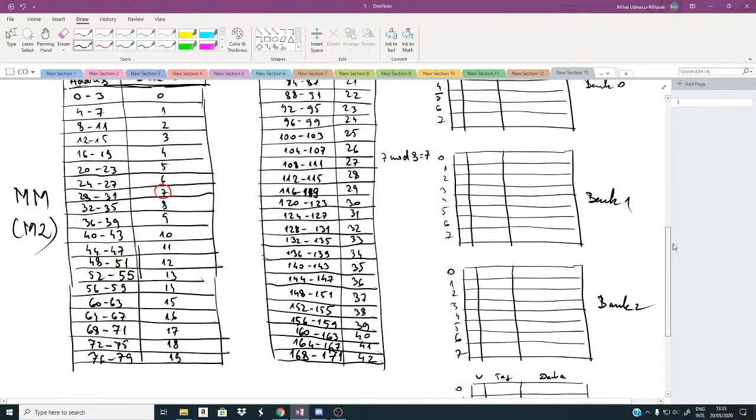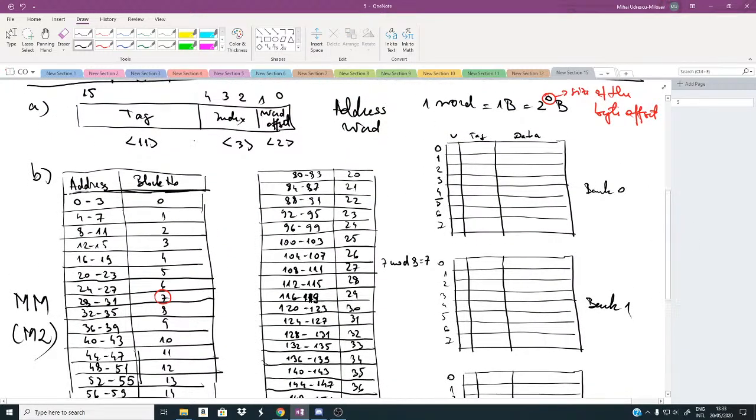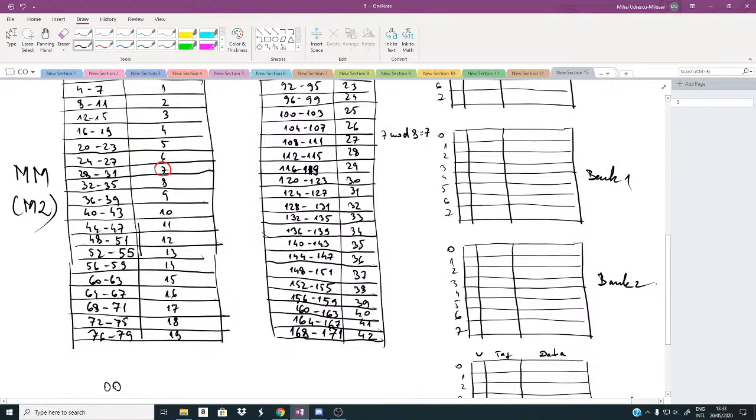So we are talking about these. We are not talking about the word offset. Block number. So you take the last 3 bits. So when you have 7, it is 0, 0, whatever, 0, 7, right? And then, yeah, that's the block number.